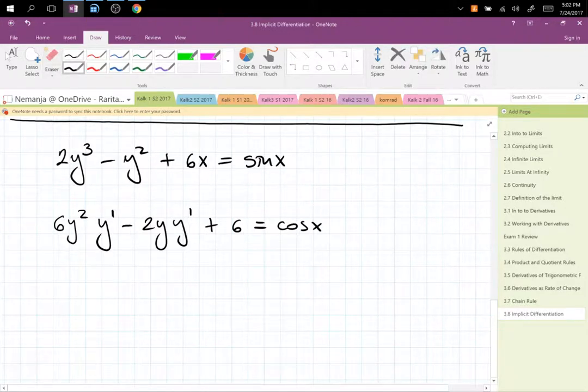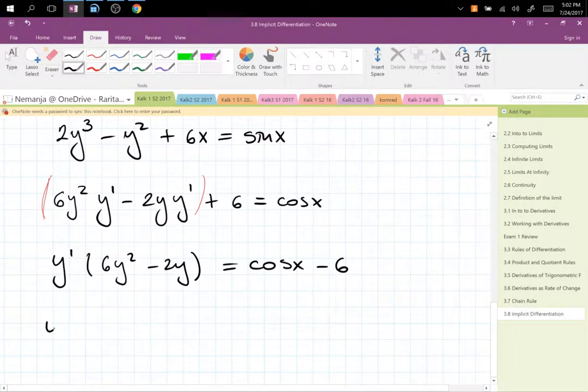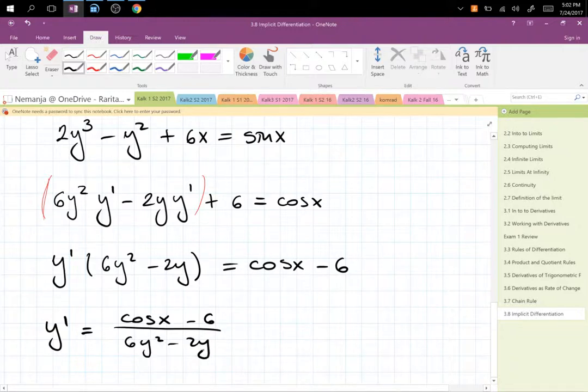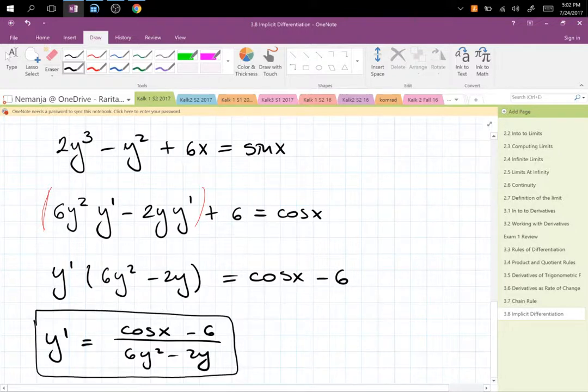Now, group the first 2 terms and extract y prime, move the 6 to the other side and finally get y prime alone. So now if you provide me an x and a y, I can tell you what the slope is.